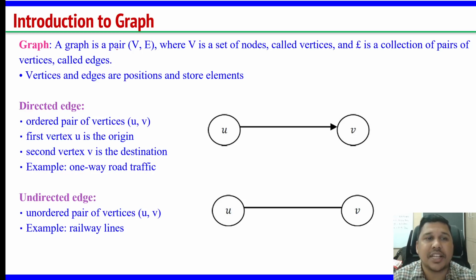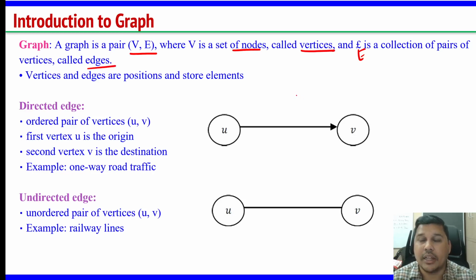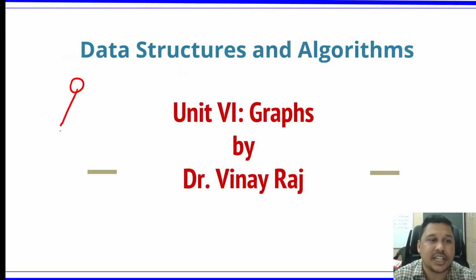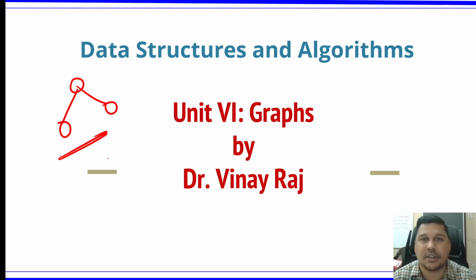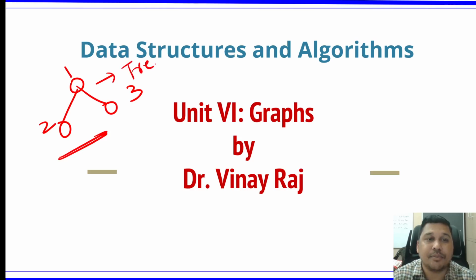So, a graph is a pair V comma E, where V is a set of nodes called vertices and E is a collection of pairs of vertices called edges, okay. So, a graph contains nodes. If you see your tree structure here, okay. Actually, we have to study graph theory first, then go for trees, okay. I will quickly compare this graph with trees. So, we know that this is a tree structure, right. This is node 1, this is node 2 and node 3, we are calling this a tree, okay.